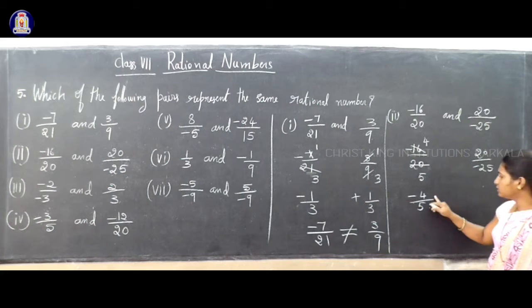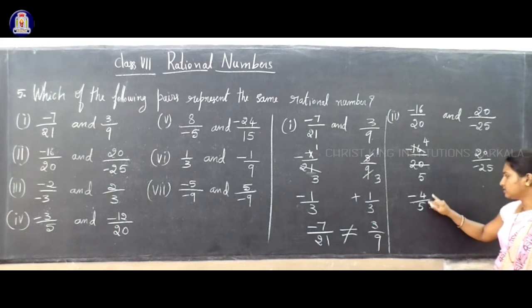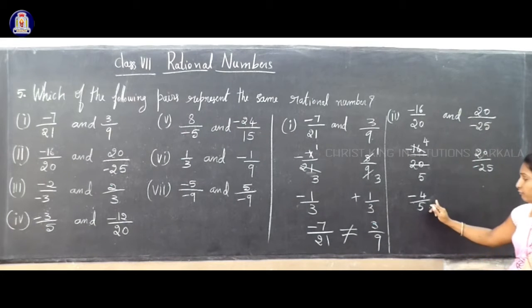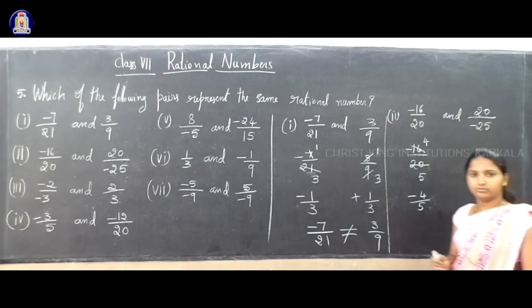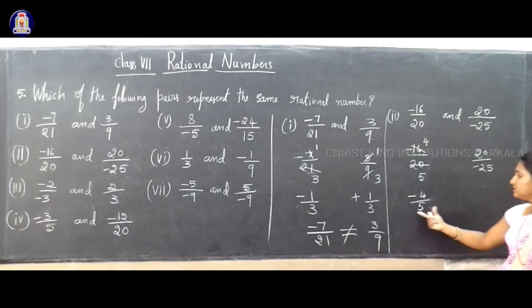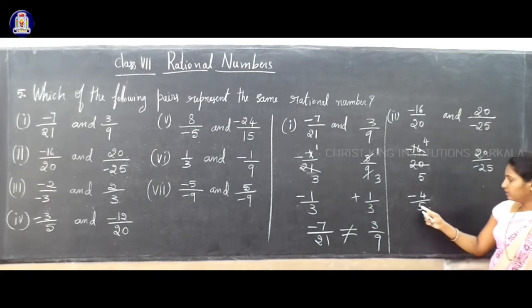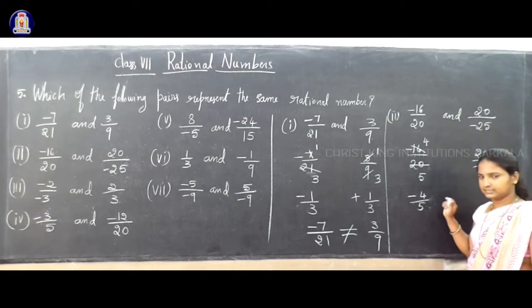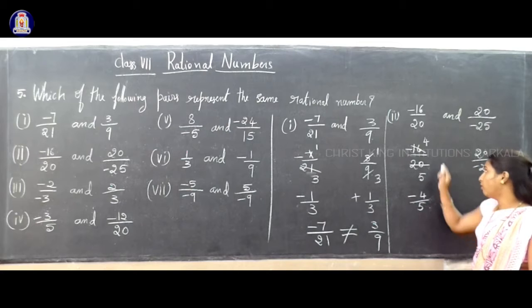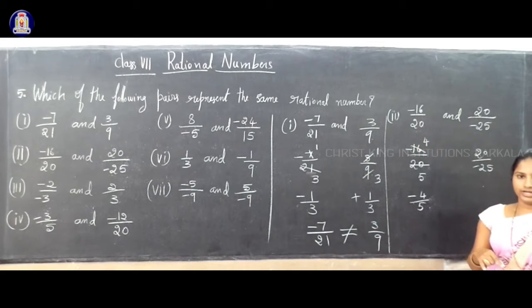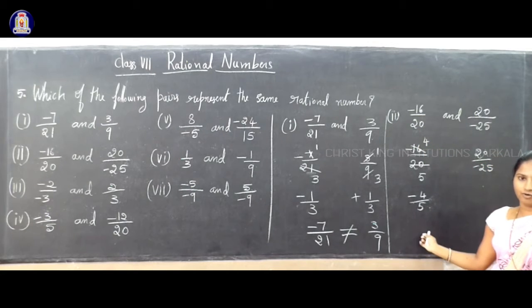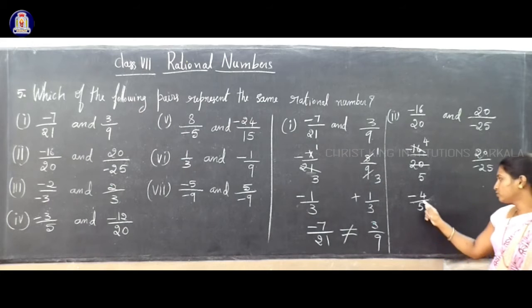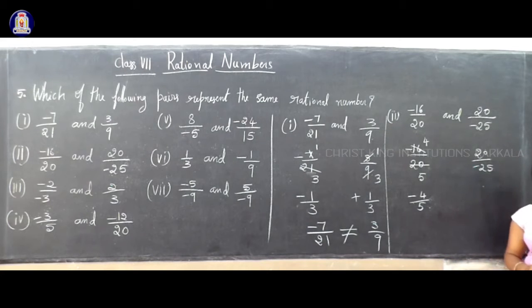So if possible, you can divide again in the next step. But whether 4 and 5 are divisible by any number, any table? No. So this is the last answer. This is the simplest form of 16 by 20, or we can say standard form or lowest form. So the answer is minus 4 by 5.